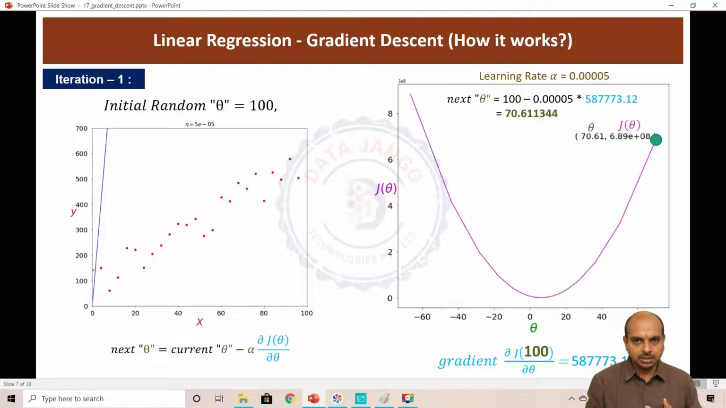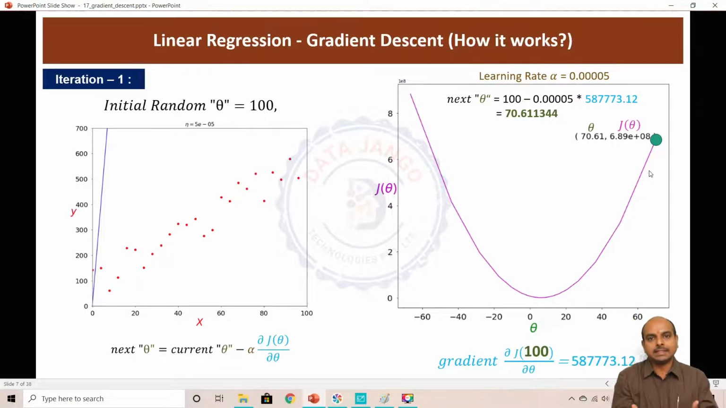What is your cost function? The squared loss, sigma i equal to 1 to m, (y hat minus y) whole squared. Substitute into it, you will get different data points and you just plot them. That's the graph here. Why are we looking at it? Because the slope of the tangent of this cost function is the basis. If you look at this formula, we randomly chose 100 and drew this line, and then we are calculating the next theta. What is the next theta? It is equal to 100, the current theta, minus the learning rate into the slope.